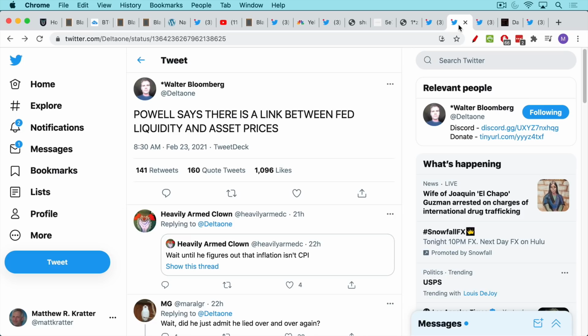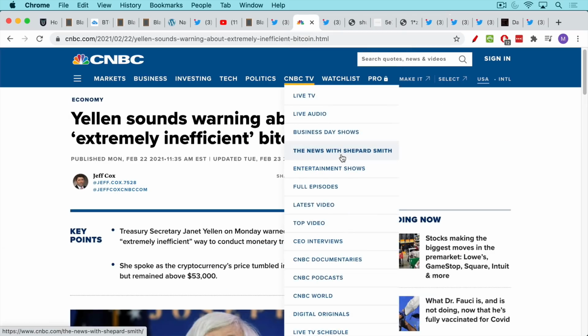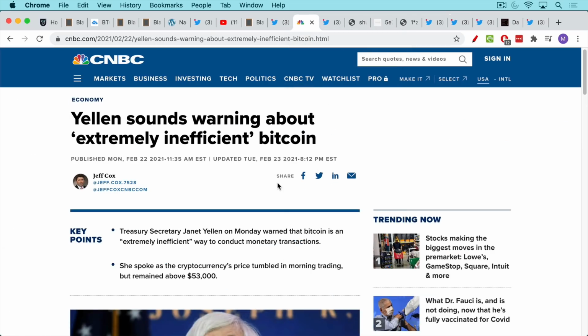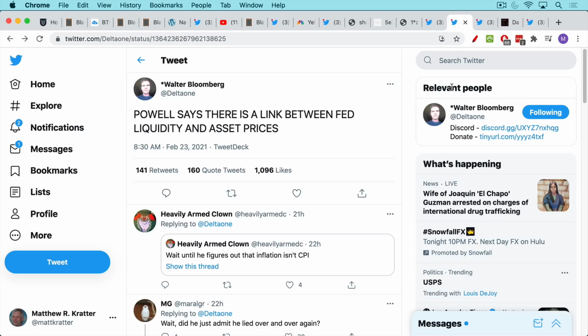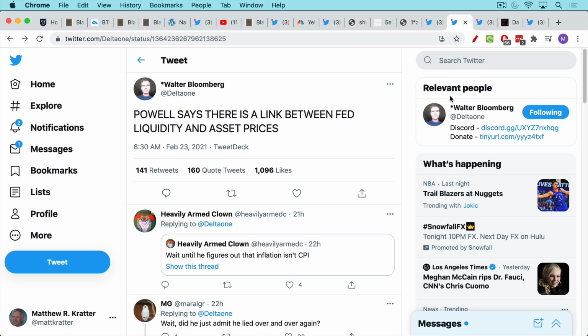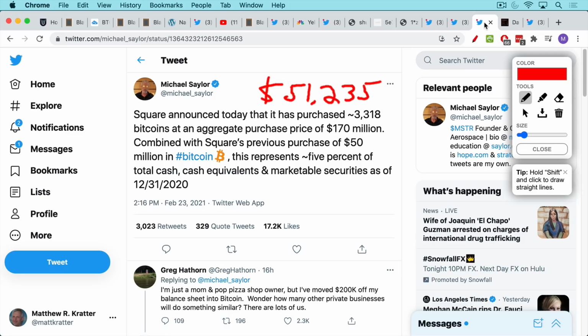Of course, there's a link between money printing and asset prices. And this is what we've been talking about. And this is one thing that Yellen doesn't mention when she criticizes Bitcoin. When you print a lot of money, you increase wealth inequality in a very artificial way. You pump up asset prices. And at least Powell has the honesty to admit it. Or maybe he made a mistake when he admitted it.